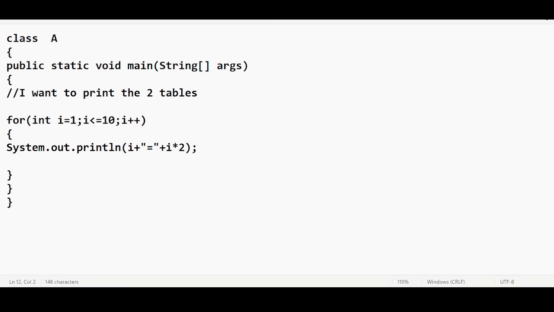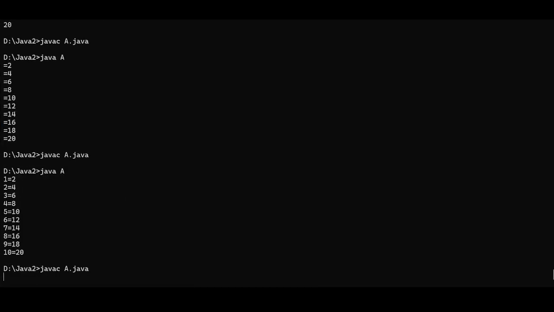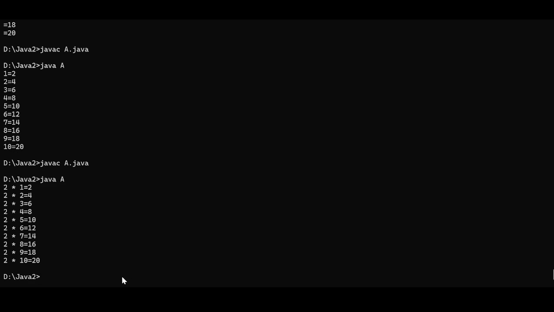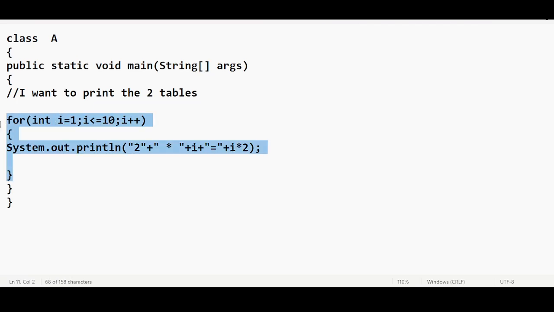The remaining things are constant. Since we are using the 2 table, I can use 2 here, 2 plus a multiplication symbol, plus i. 2 ones are 2, 2 twos are 4, 2 threes are 6, 2 fours are 8. Okay, what did I just do? Let me copy this and paste it here.